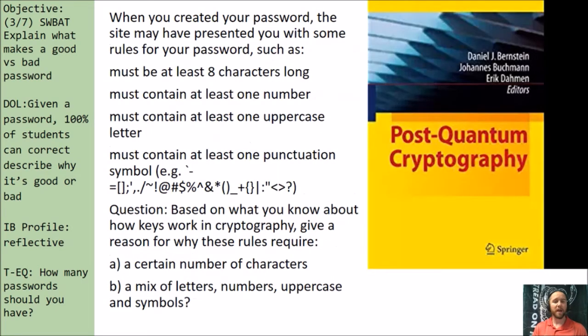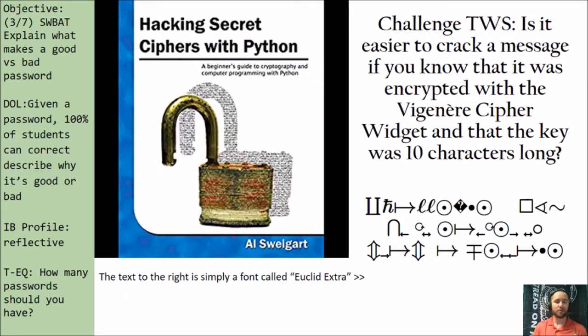When you created your password, the site may have presented you with some rules for your password, such as it must be 8 characters long, contain a number, contain uppercase or lowercase letters, or it must contain some sort of a special symbol. My question for you is, based on what you know about how keys work in cryptography, give a reason for why these rules require A, a certain number of characters, and B, a mixture of letters, numbers, and symbols. So you're doing a lot of writing to learn today.